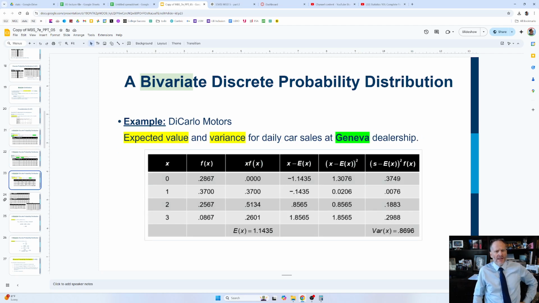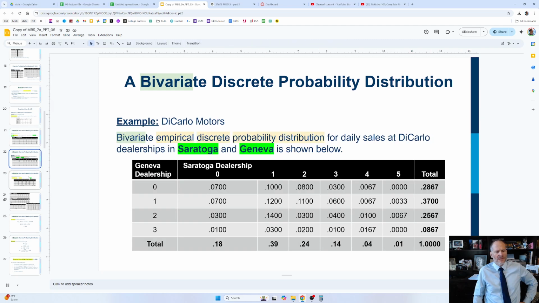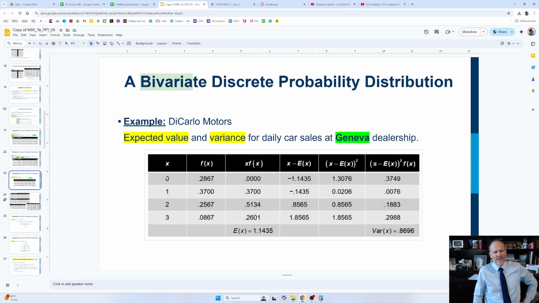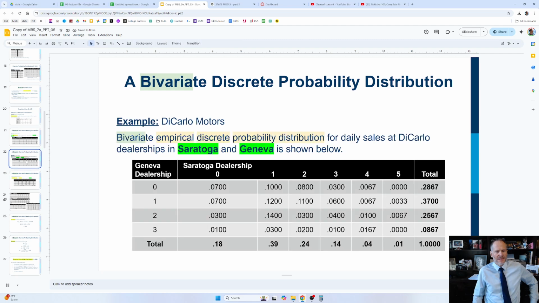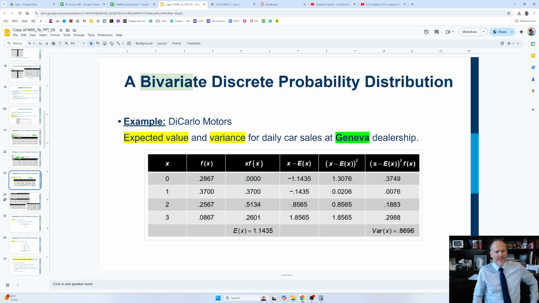There it is. And then we could calculate the expected value and variance for daily car sales. And notice this is just at Geneva. We were looking at both Geneva and Saratoga, but now we're stepping down just to look at Geneva. Geneva has 0, 1, 2, or 3 cars sold. And then we have the probability of selling 0 cars, 0.2867. 1 is 0.37. So we have those probabilities. And when we multiply that random variable by the probability, we get these values. And when we add them up, we get the expected value, or the mean, which is that.